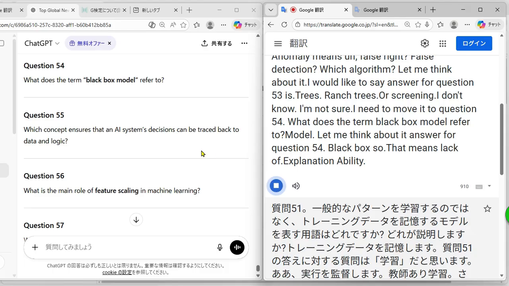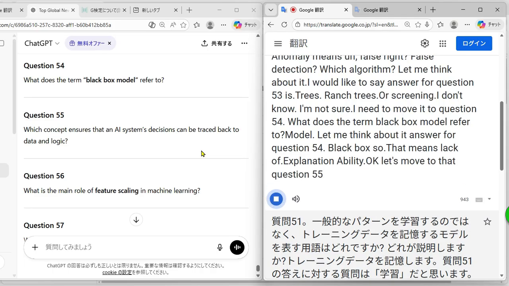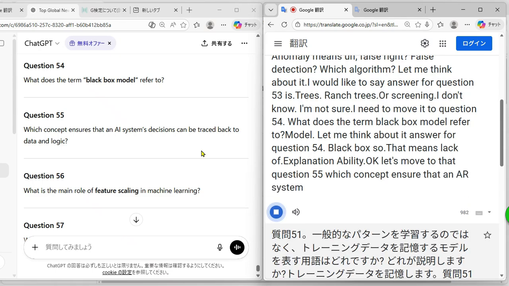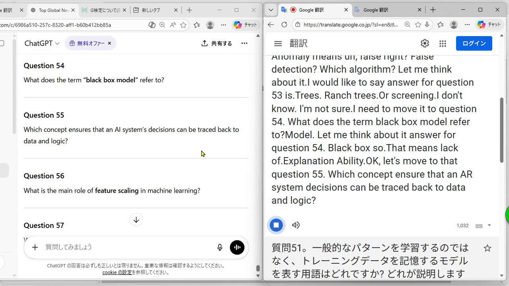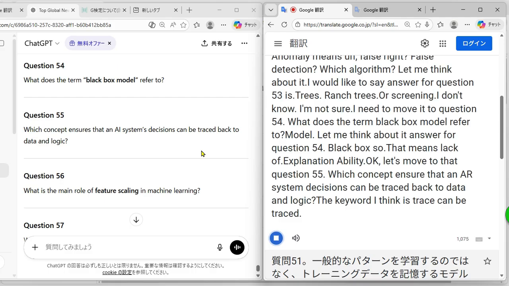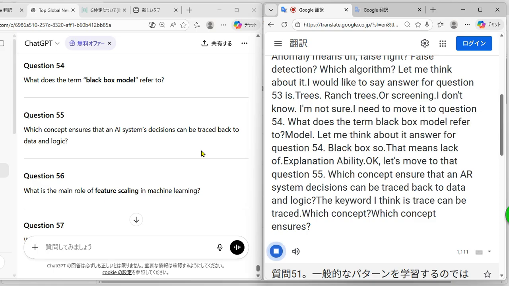Okay, let's move to question 55. Which concept ensures that an AI system's decisions can be traced back to data and logic? The keyword, I think, is trace, can be traced. Not an easy question. Which concept ensures? I give up on this. No word came to my mind.